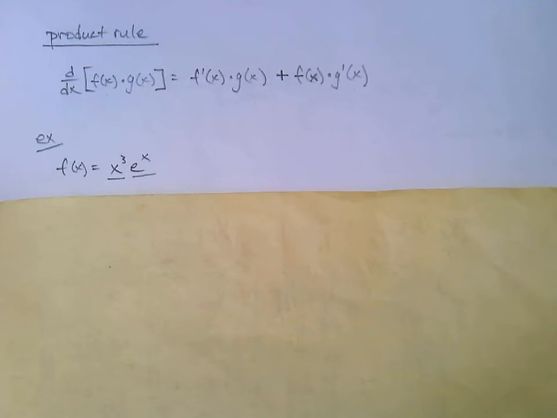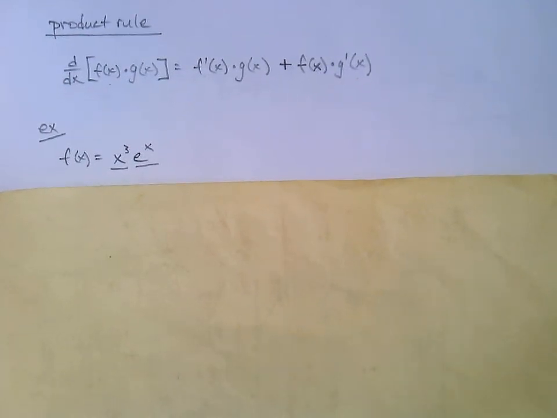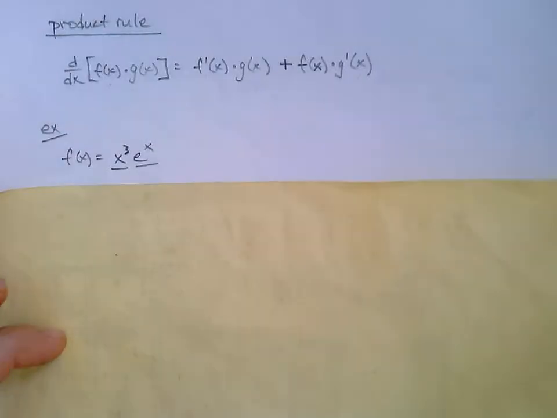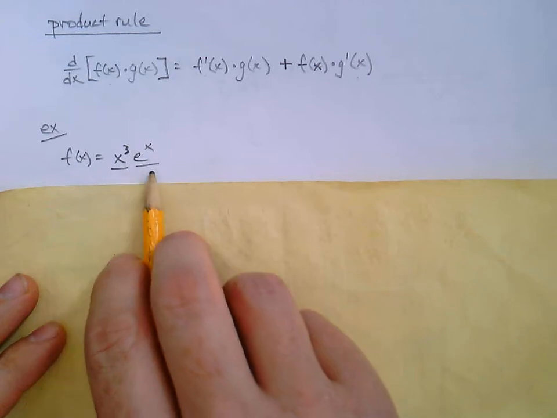Let's look back at that first example I showed you just a moment ago. What if we said our function is x to the third times e to the x. And we notice we're multiplying two things. And I like to visually do that for myself. So I underline the x to the third, and I underline the e to the x. So I can see there's my first function, there's my second.